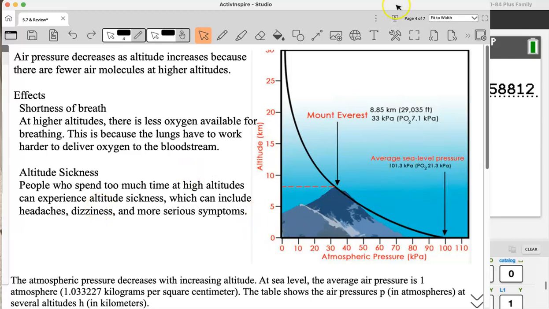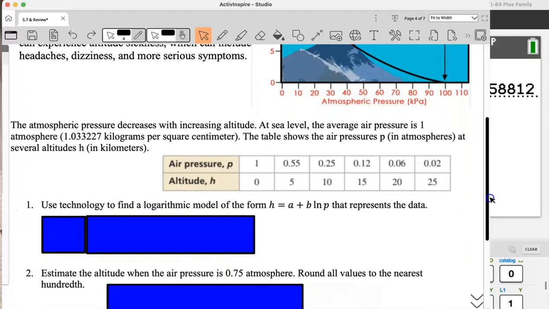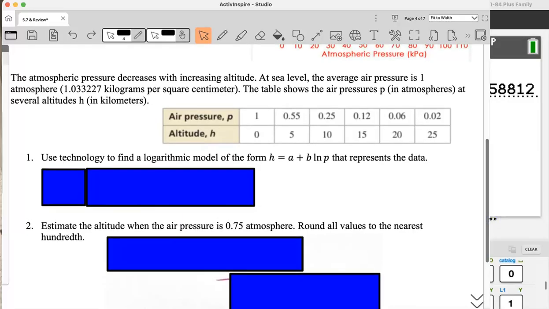So fun fact, air pressure and sea level is a logarithmic function. For example, here's Mount Everest at an altitude roughly up there, and then you've got your sea level atmospheric pressure. So the atmospheric pressure decreases with increasing altitude. At sea level, the average air pressure is 1 atmosphere, which is roughly that many kilograms per square centimeter. And the table shows the amount of air pressures in atmospheres and the altitudes in kilometers.